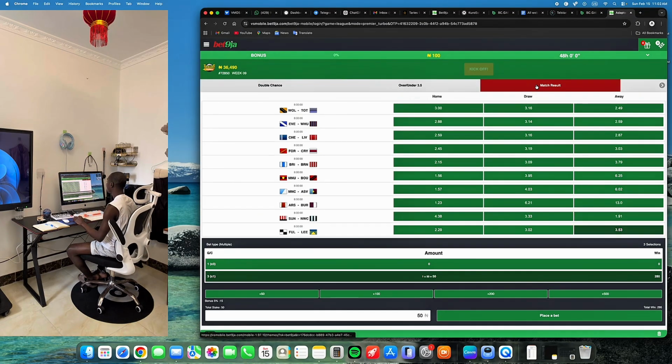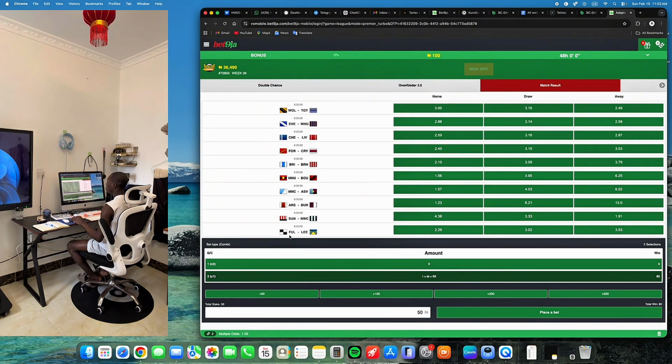Let's go to the head to head again. Now, Fulham lead, we have Fulham to either win or draw. This also is most likely to be a draw match, or better still, Fulham to win or draw. Or we can play it under 3.5 as well. This is also best for under 3.5.